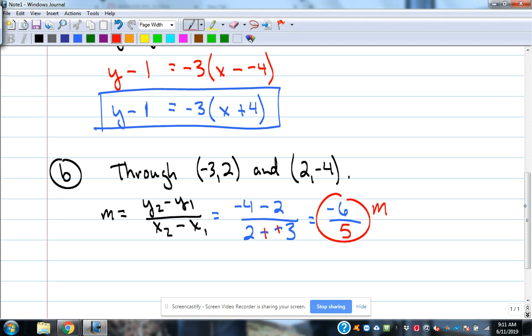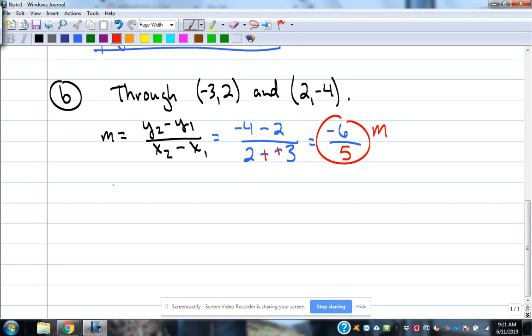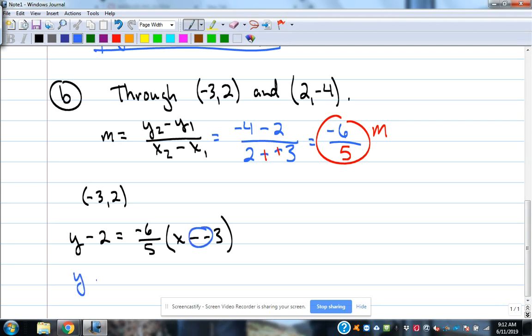And since we have two different ordered pairs, we can write two different equations for that, and I'll show you both of those. If we use the ordered pair -3, 2, our problem is going to be y minus 2 equals negative 6 over 5 parentheses x minus negative 3. So I'm just plugging in that ordered pair and then simplify that a little bit. We got a double negative right there, so that's going to be y minus 2 equals negative 6 over 5, just putting that slope in the front, and then x plus 3.